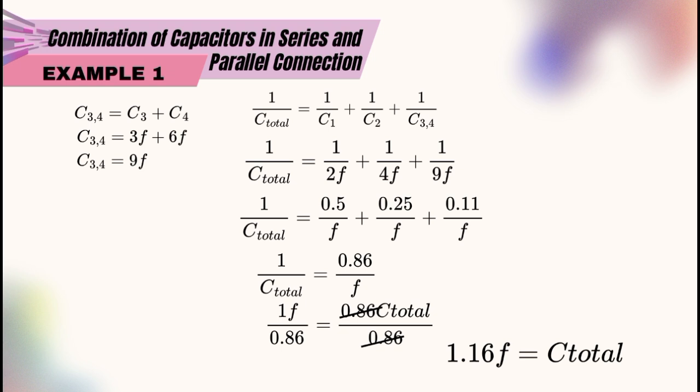Then calculate it like in series method. So next step will be determining the total capacitance. So sum up all the capacitors, C sub 1, C sub 2, C sub 3 and 4, which is 2 farads plus 4 farads plus 9 farads. We will come up with 0.86 farads. Then cross multiplication and cancel the 0.86. In the right side, we will come up with 1.16 farads in total capacitance.